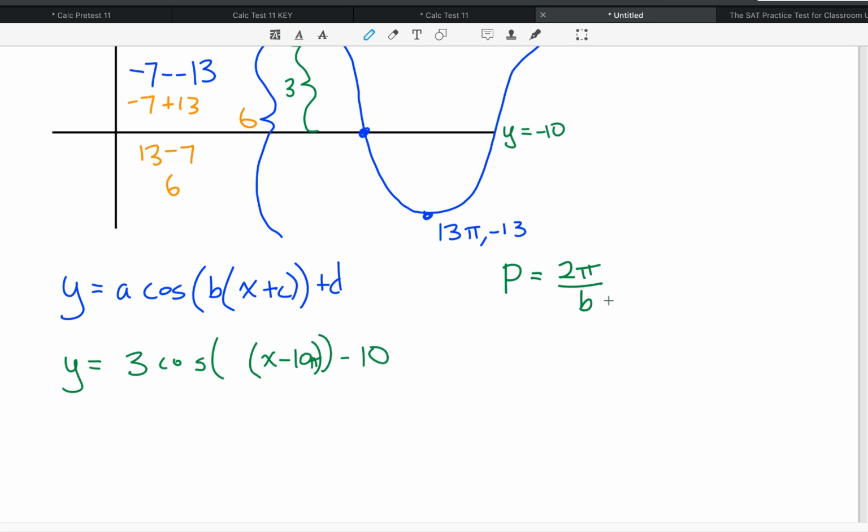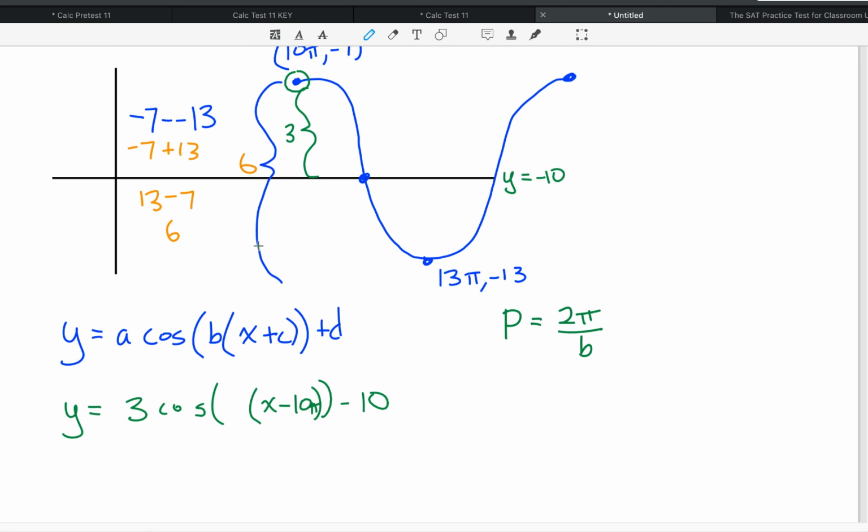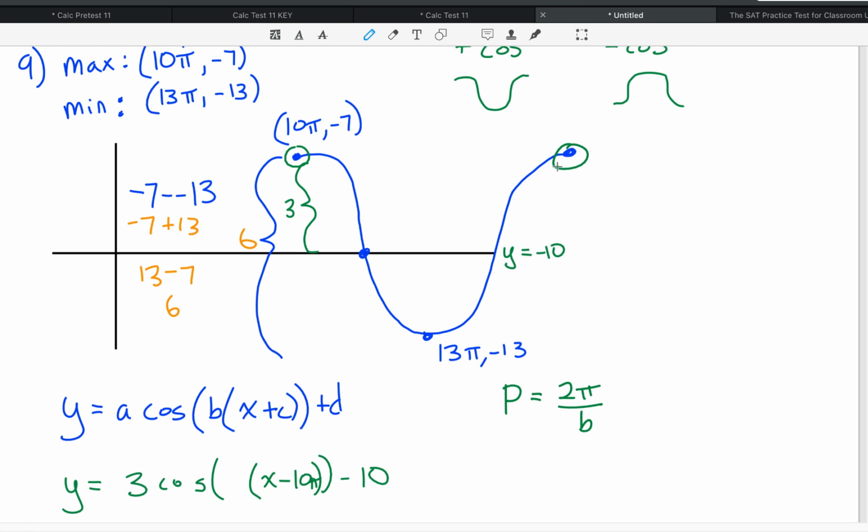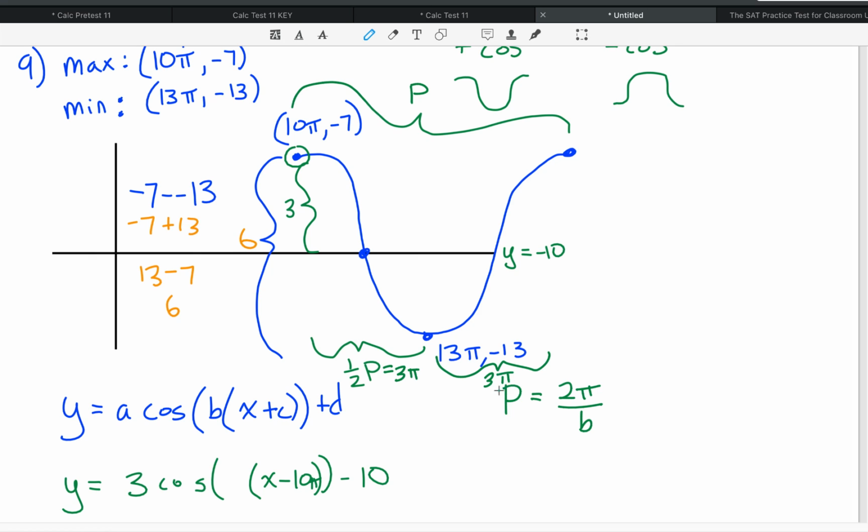So let's figure out what that b number should be. What is the total distance between the point that I started with and this endpoint? Because that represents the period. I can say that this distance right here is the period. That is p. What is that? Well, notice that half of that distance, this distance right here, is half of the period. Half of the period from 10 pi to 13 pi, I've gone to the right 3 pi. If I go another right 3 pi, then I will get a full period, because that's another half of the period. So this must be another 3 pi to the right. Another 3 pi from 13 pi is 16 pi.